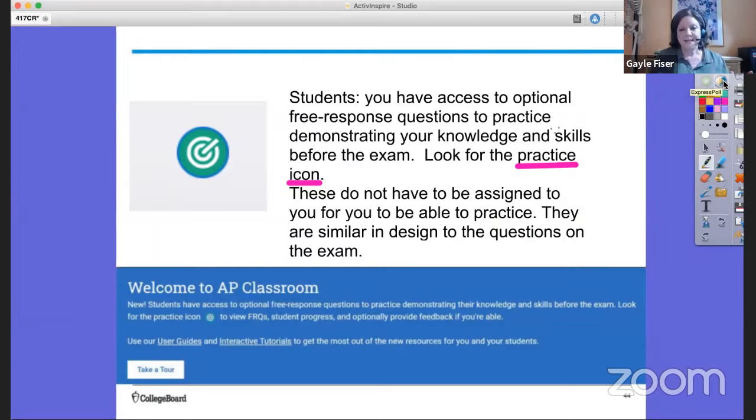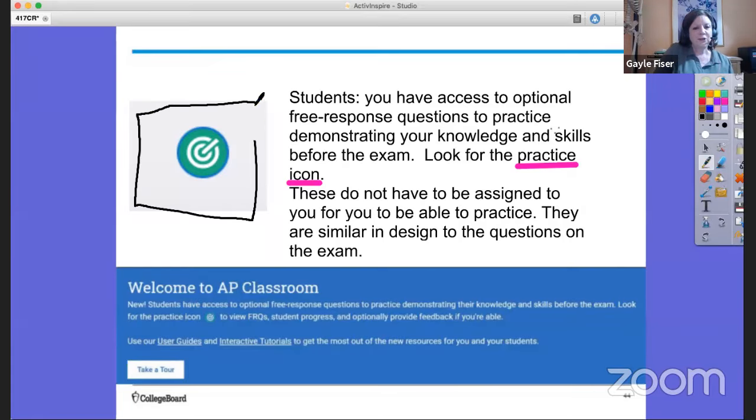Students, you have access to optional free response questions to practice demonstrating your knowledge and skills for the exam. Look for the practice icon. This is my new best friend. These do not have to be assigned to you by your teacher for you to be able to practice, and they are similar in design to the questions on the exam.